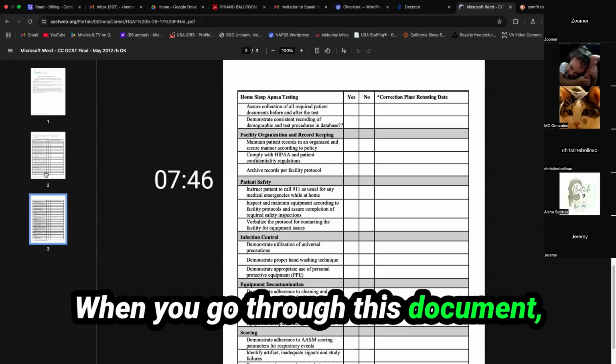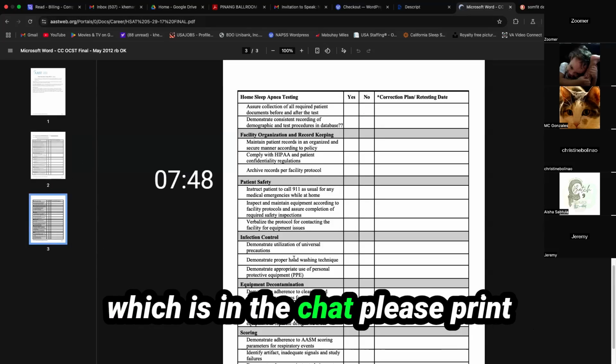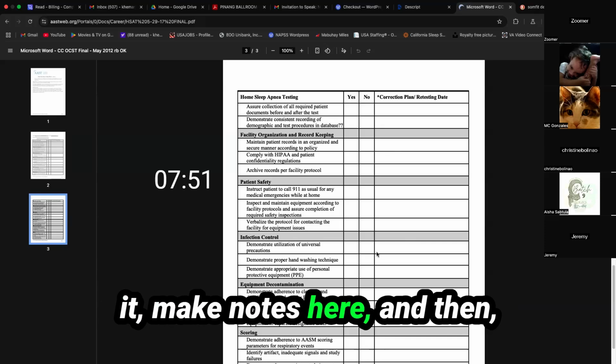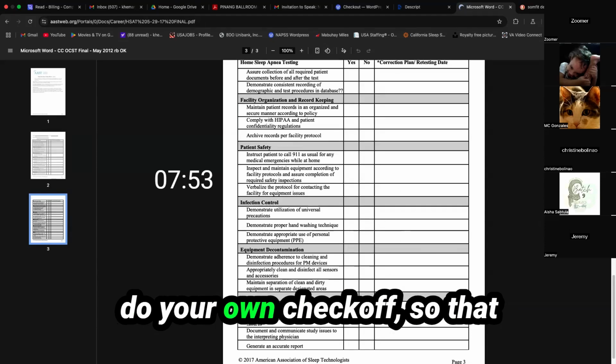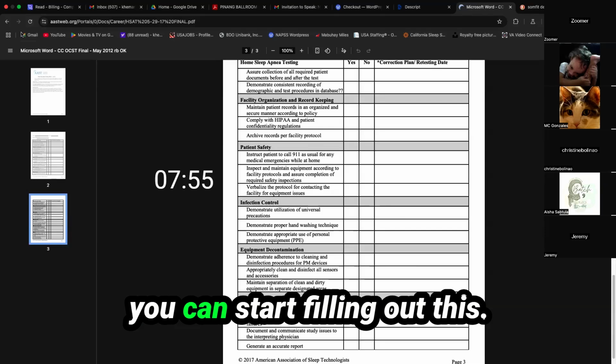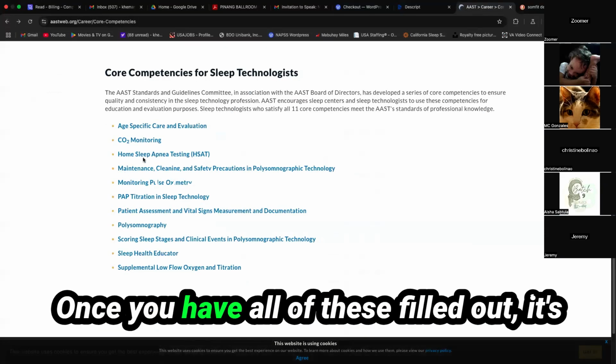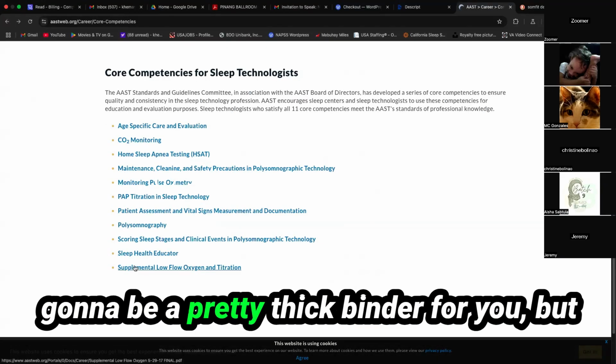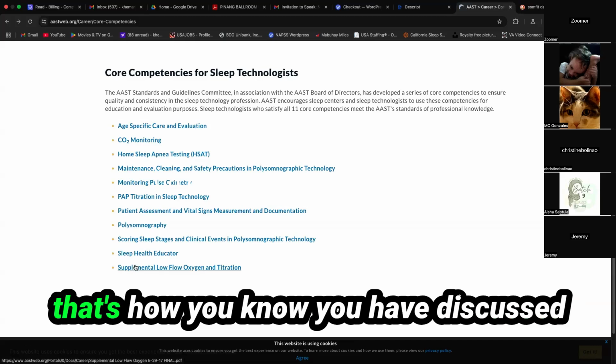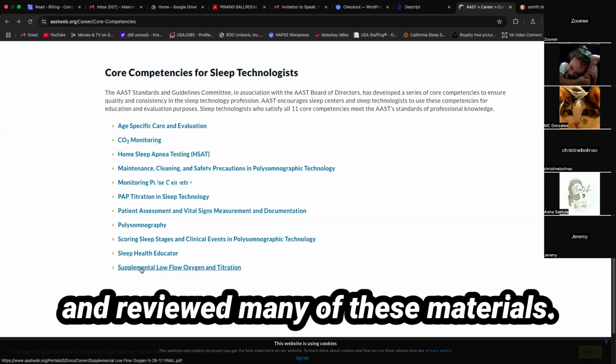When you go through this document, which is in the chat, please print it, make notes here, and then do your own checkoff so that you can start filling this out. Once you have all of these filled out, it's going to be a pretty thick binder for you, but that's how you know you have discussed and reviewed many of these materials.